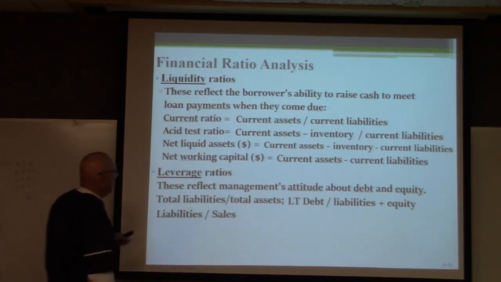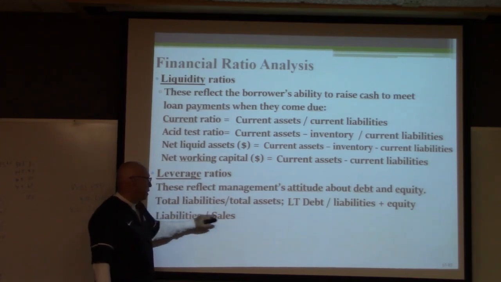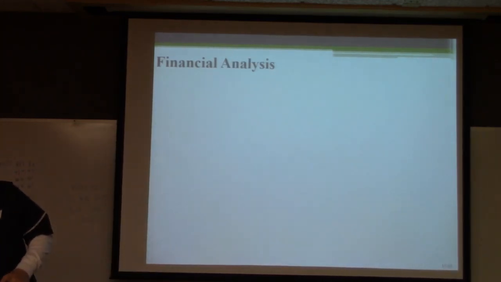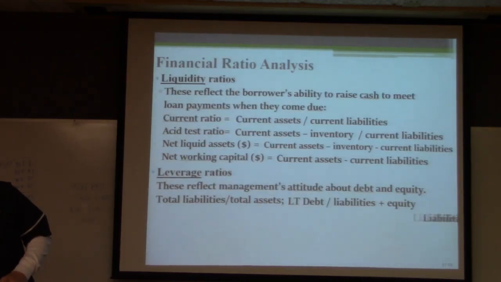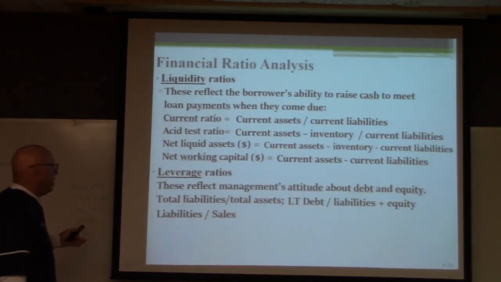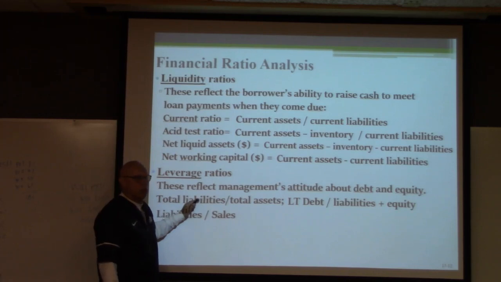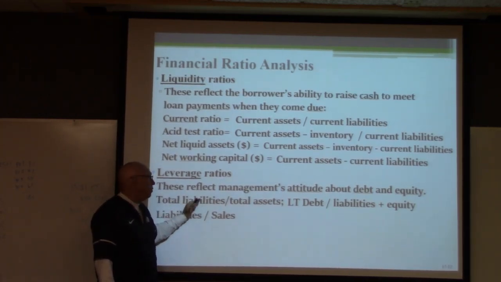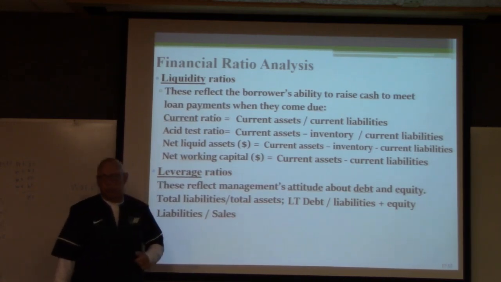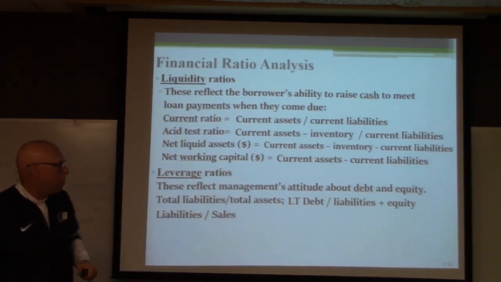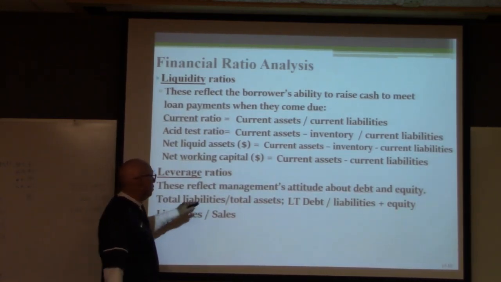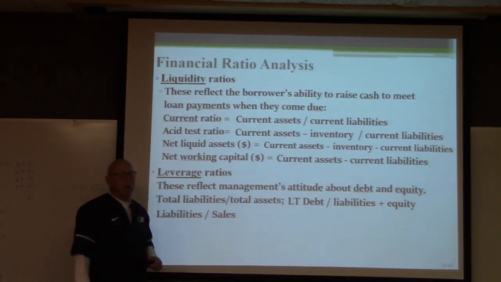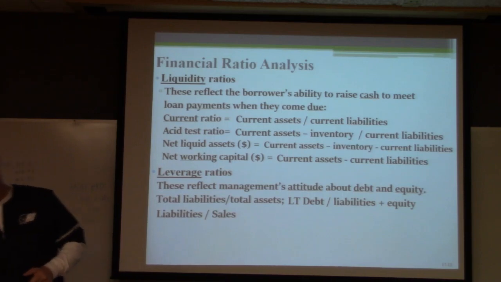Liabilities divided by sales. That's not a ratio that I've ever really looked at. Not really familiar with that. So again, we're trying to get a feel for how much debt the company has on its balance sheet, and how much flexibility you have. The higher these ratios are, the less flexibility a company has to borrow additional money. The higher these ratios are, the scarier it is for companies in terms of their ability to pay.